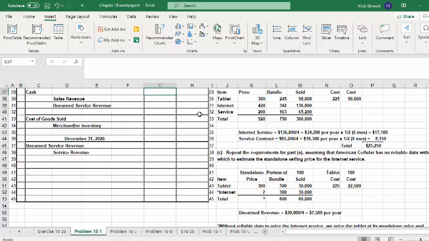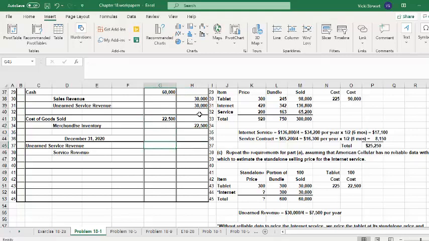So now we will record the Tablet Bundle A using the incremental method. We would debit cash for $60,000. We would credit sales revenue for $30,000, and we would credit unearned service revenue for the internet portion for $30,000. We would debit cost of goods sold again for the $22,500 and credit merchandise inventory for the same amount.